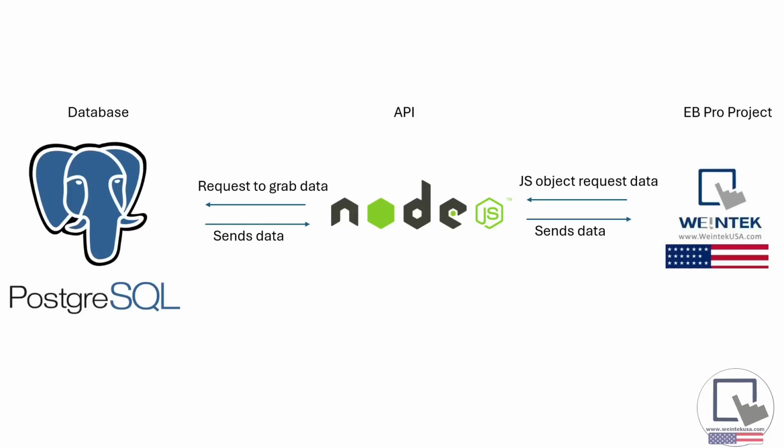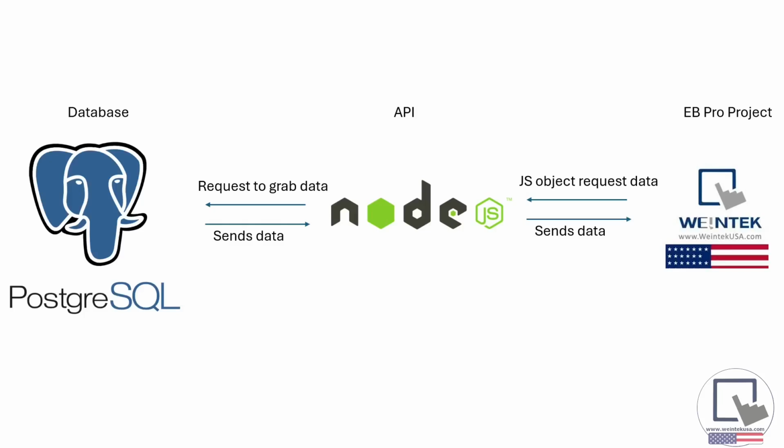To keep things efficient, I'll be pasting in code from the available GitHub repository and skipping through some of the basic setup steps. The goal of this project is to provide you with a template that you can use to connect your own PostgreSQL database with your Weintek HMI.